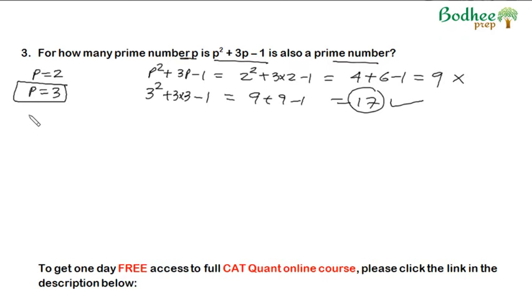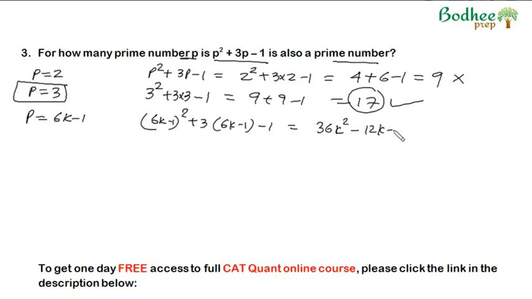So again what we have to do is check for p which are in the form of 6k minus 1 and which are in the form of 6k plus 1. So if I substitute 6k minus 1, then p square will be (6k minus 1) whole square plus 3 times (6k minus 1) minus 1, right? Again if I want to expand it, then it will be 36k square minus 12k plus 1 plus, this will become 3 times, so it will become 18k minus 3 minus 1.